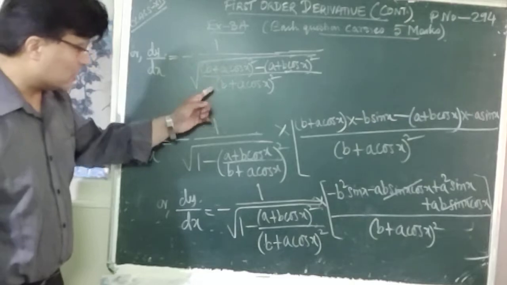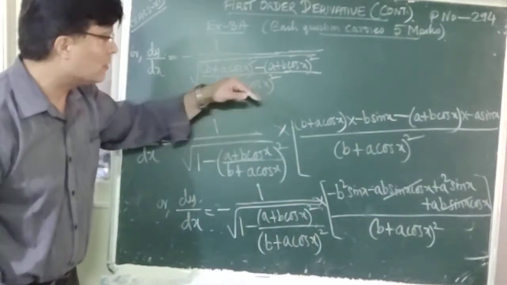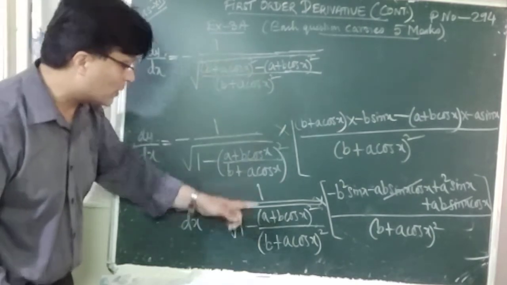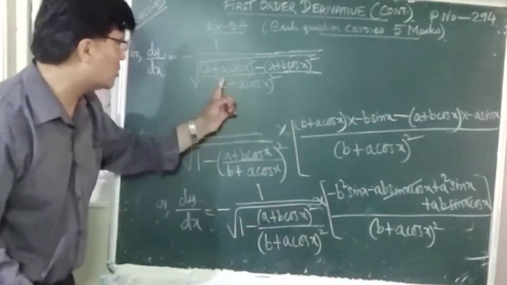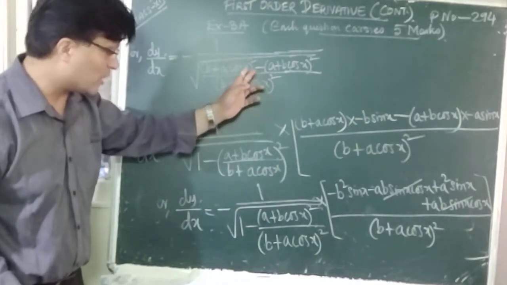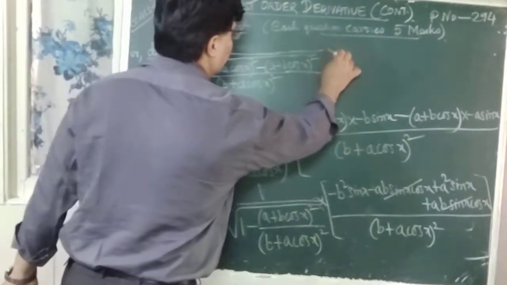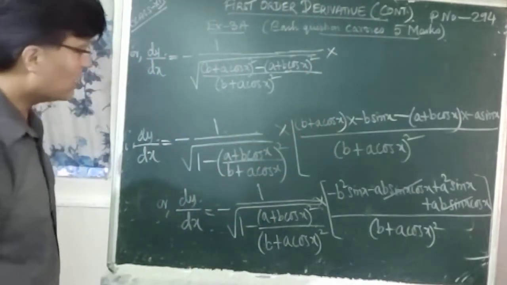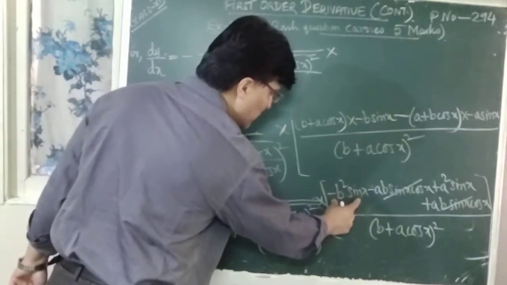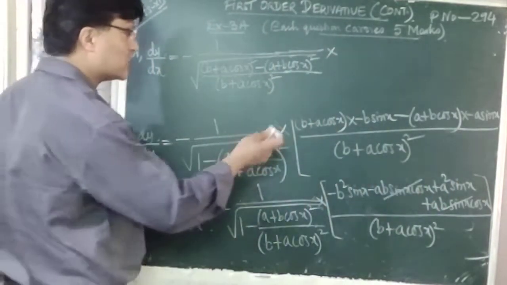So in the denominator, the LCM is b plus a cos x whole square. So above this expression, what will be there? b plus a cos x whole square into 1 is b plus a cos x whole square, minus a plus b cos x whole square, right? So into, now it is minus b square sin x plus a square sin x. What is common there? Sin x is common, isn't it?